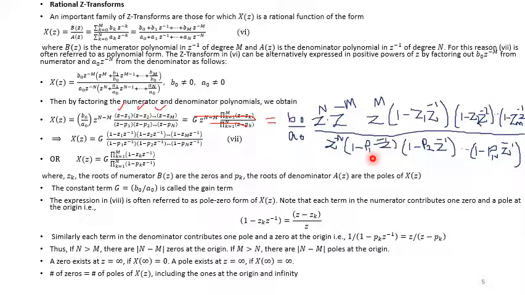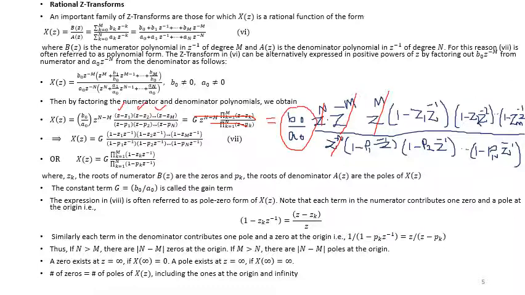Okay, and similarly for the denominator term, we can take z common. How many terms are there? There are n terms, so z to the power n is taken common here. So I'm left with 1 minus p1 z inverse, 1 minus p2 z inverse, and so on, right? So you understand. Now this z to the power n cancels with this one. Similarly z to the power plus m and z to the power minus m are multiplied, powers are added, so it results in 0. Anything to the power 0 is 1, so we are just left with this term.